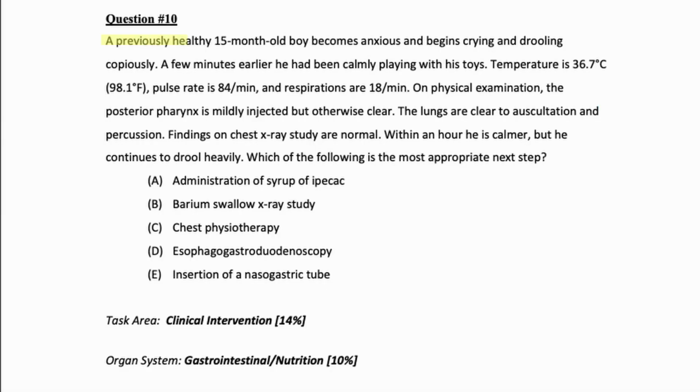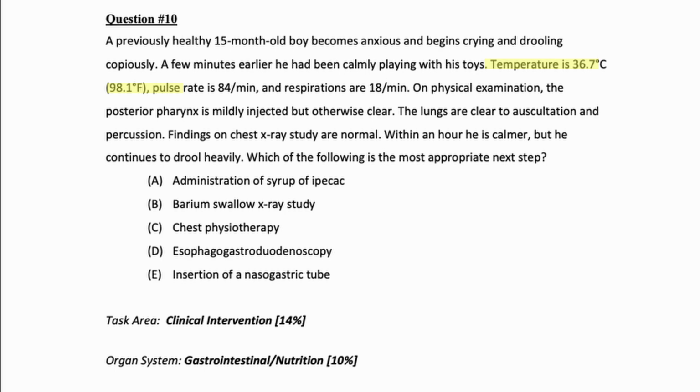We have a previously healthy 15-month-old boy who became anxious and crying and drooling copiously. A few minutes before that, he had calmly been playing with his toys. There's a reason that they're telling you the kid's playing with the toys. They're not just putting stuff in to make extra time for you to read. Most everything in the question is going to be important. So what was the child doing before that? He was fine. He was playing with toys. So this is telling us this is an acute something that happened, probably connected to what activity he was doing.